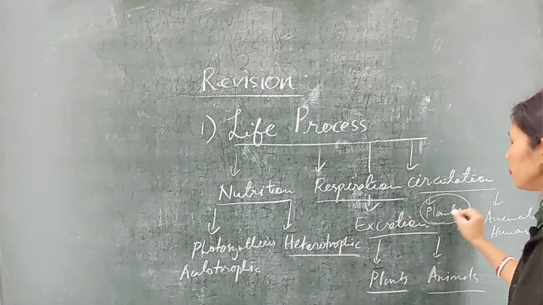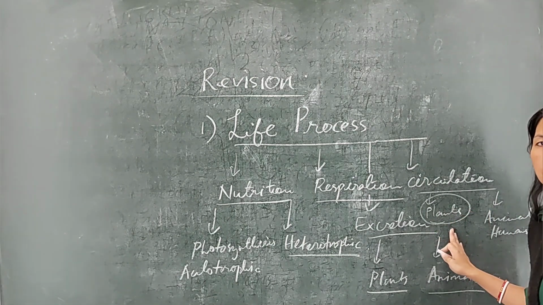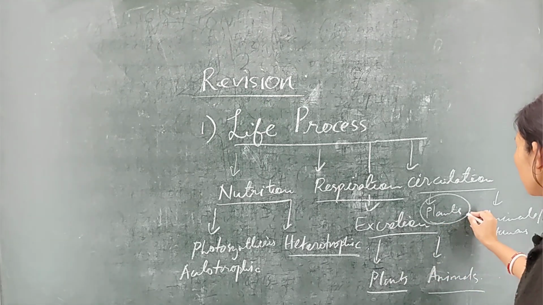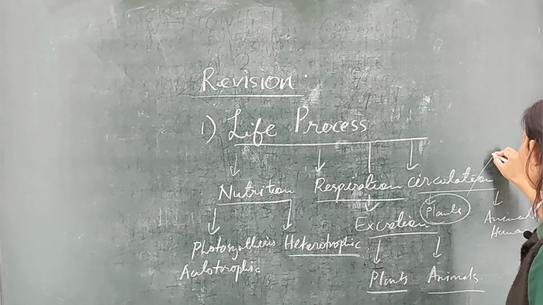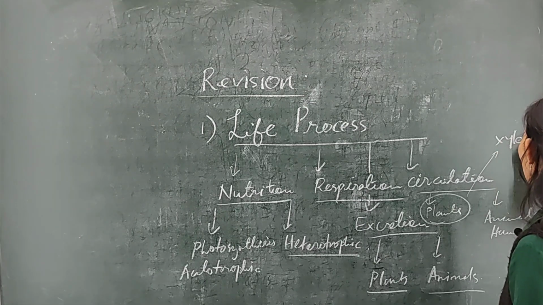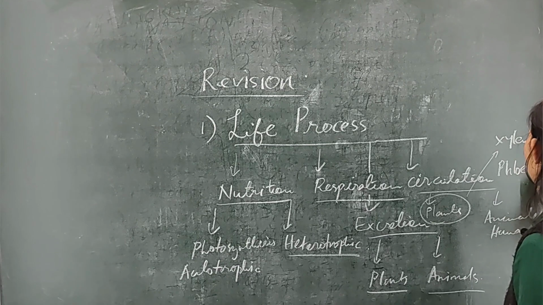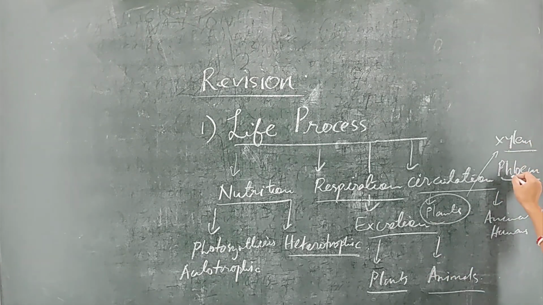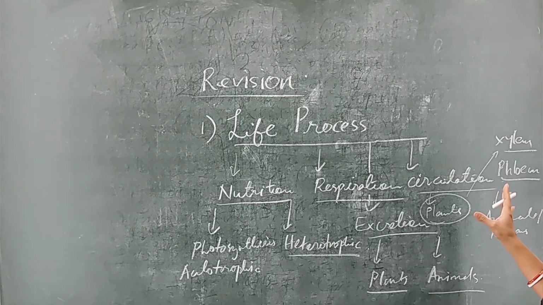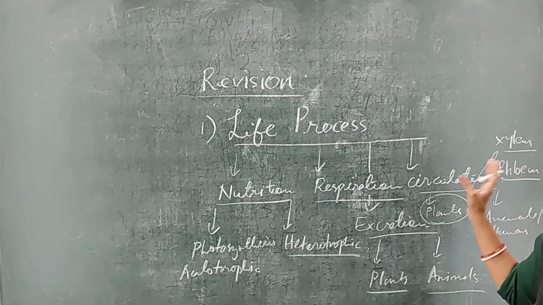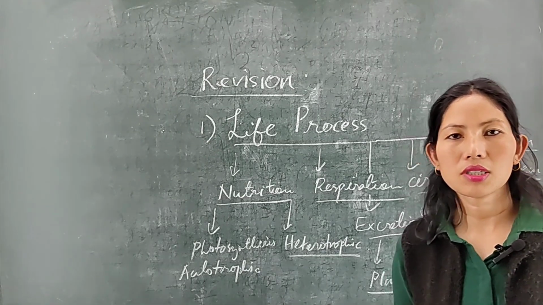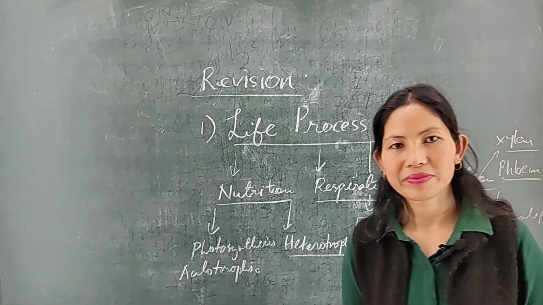But for plants, how does transportation of substances occur across the plant's body? This is due to the special tissue known as the xylem tissue and the phloem tissue. So please study the function of xylem and phloem tissue. How does xylem transport substances? How does phloem transport substances? How do these different components of plant tissue help in the transportation of substances across the plant body?